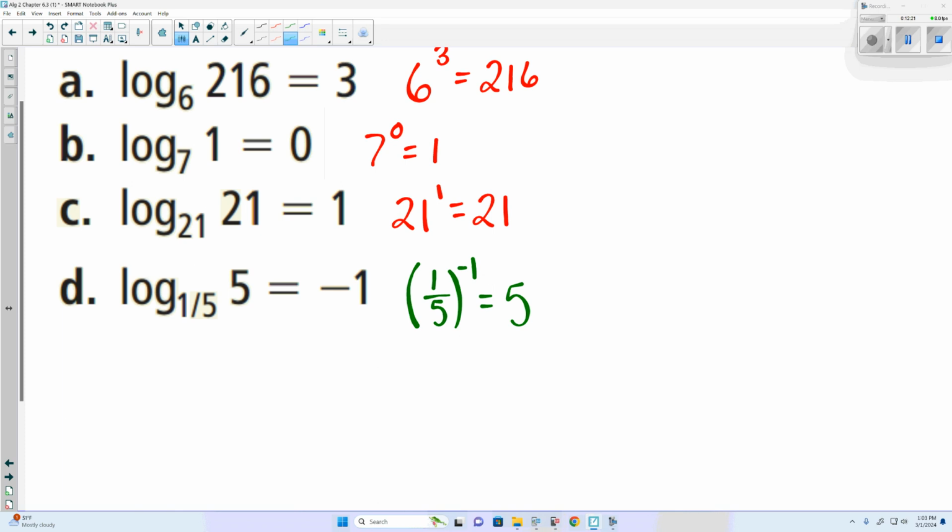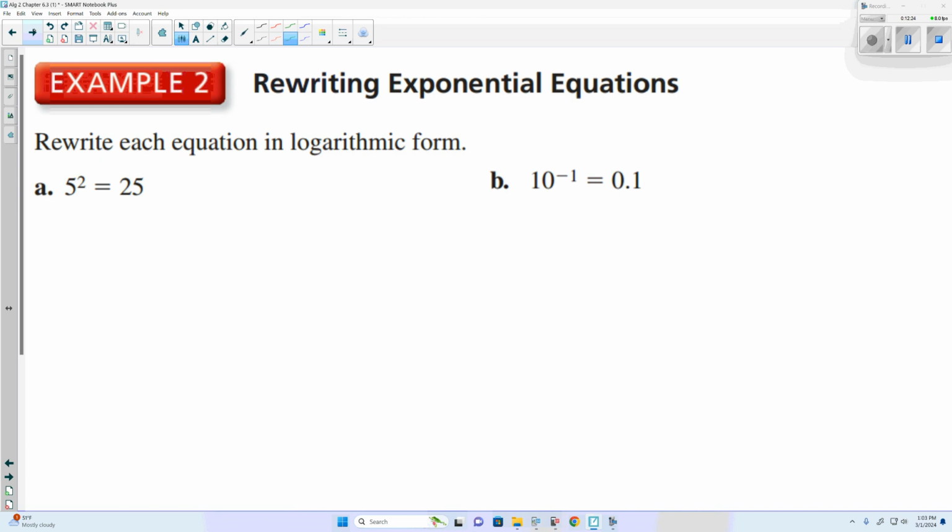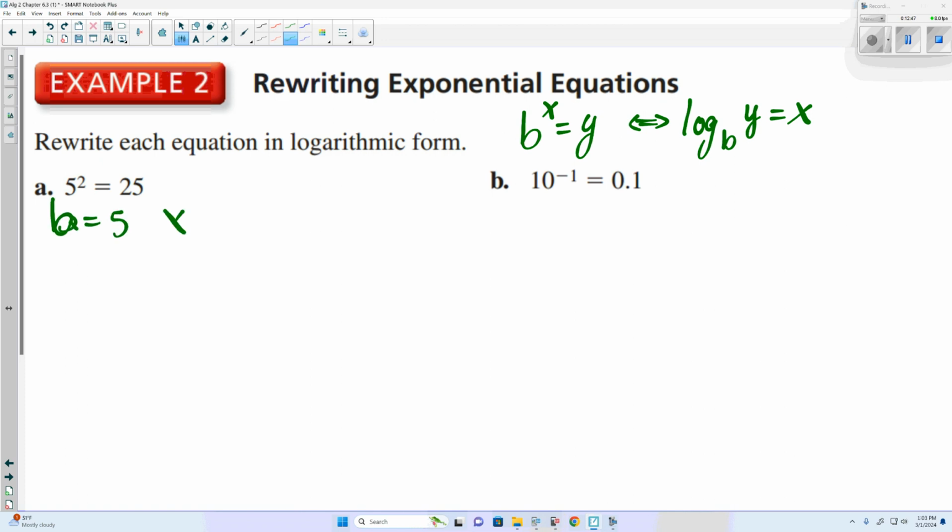All right, now we're going to go the other way around. Now they give us the exponential form. It's just reversing. So they're giving us b to the x equals y, and we want to change it to logarithmic. It'd be log base 5 of 25 equals 2. Because our b value in this case is 5, x is 2, y is 25. So here, log base 5 of 25 is equal to 2.